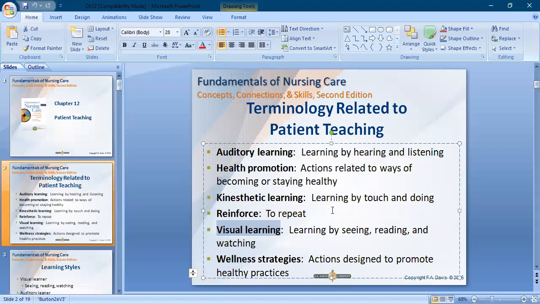And whatever audio visual or visual teaching process or re-education, all of the target, right, is to improve the health. So the action related to the way of becoming or staying healthy. So whatever the teaching, our main purpose or main target goal is the health promotion. Another one is called kinetic teaching. What is it? Kinetic teaching means teaching by touch or doing. Some people have a hypnotizing capacity. So if they touch, the patient feels good, right? Sometimes it's spiritual or religious. And also, last is called wellness strategies, actions designed to promote the health practice basically.